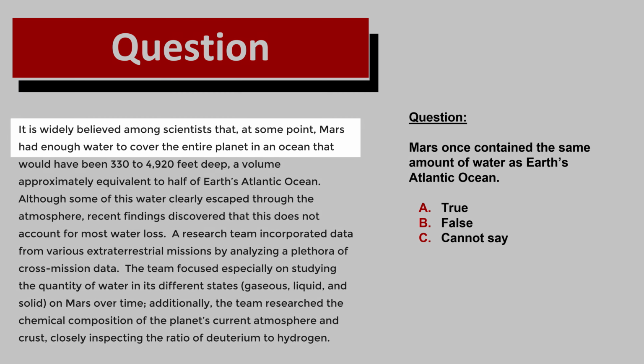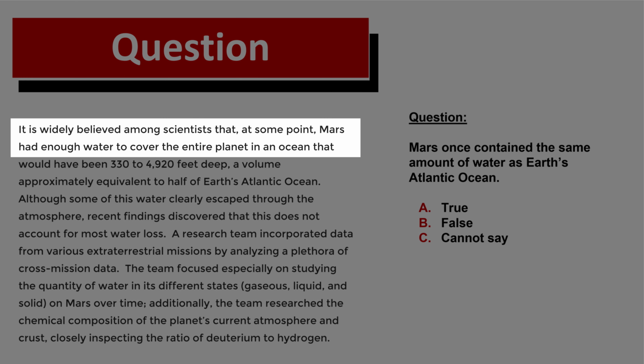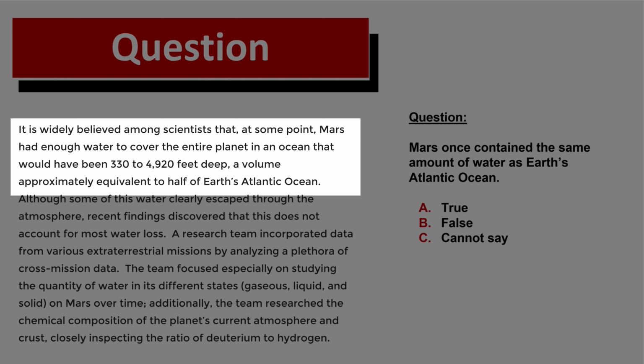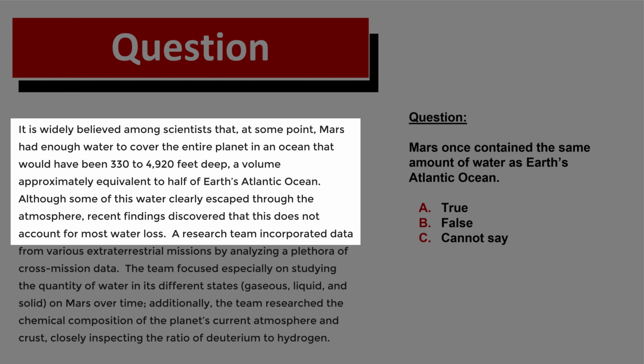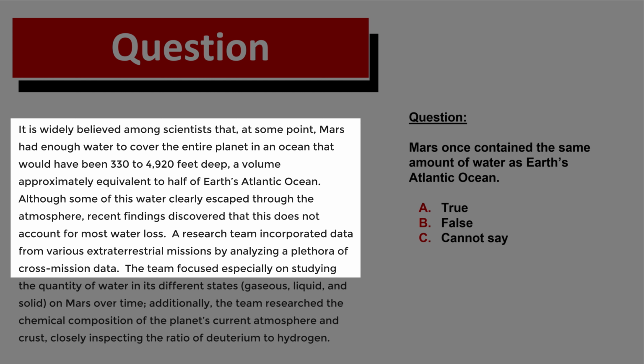It is widely believed among scientists that at some point Mars had enough water to cover the entire planet in an ocean that would have been 330 to 4,920 feet deep, a volume approximately equivalent to half of Earth's Atlantic Ocean. Although some of this water clearly escaped through the atmosphere, recent findings discovered that this does not account for the most water loss. A research team incorporated data from various extraterrestrial missions by analyzing the plethora of cross-mission data.